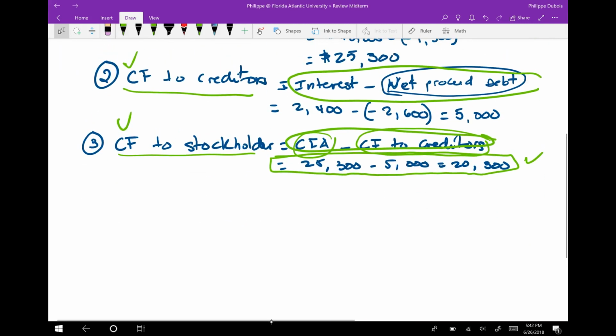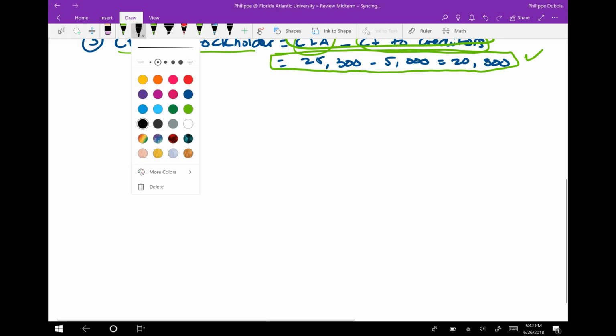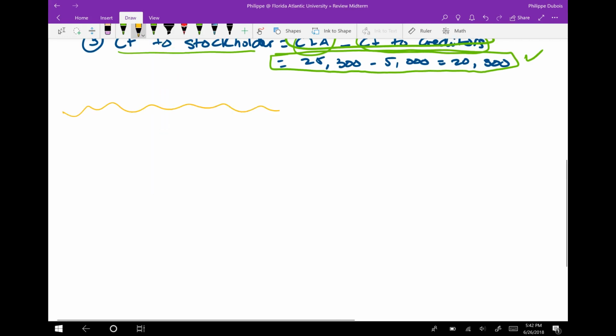All right, next problem. Give me a second here. I like to play with my colors to make sure that we're making the difference between problems and between our notes. This is problem number 2. Problem number 2 is a problem where, again, I'll be giving you all the information you need to compute the problem.